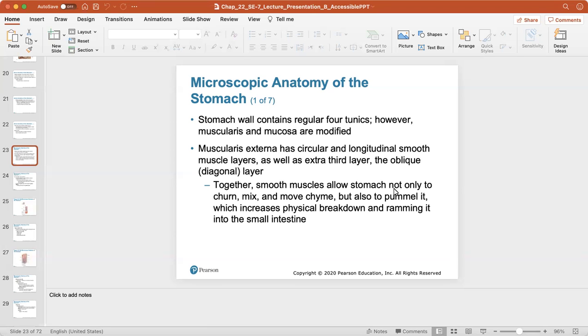Hi guys, and welcome to chapter 22. This chapter is also divided into three parts. It's all on the digestive system. Kind of throughout the parts is a lot of anatomy reviewing the digestive system.